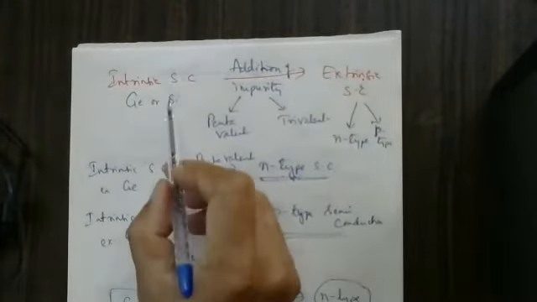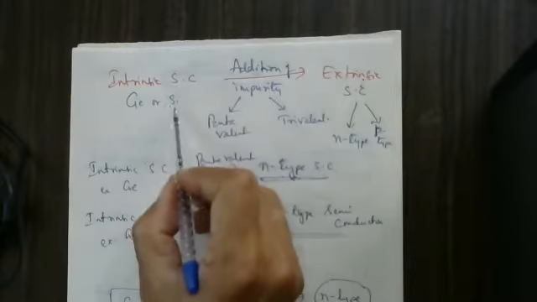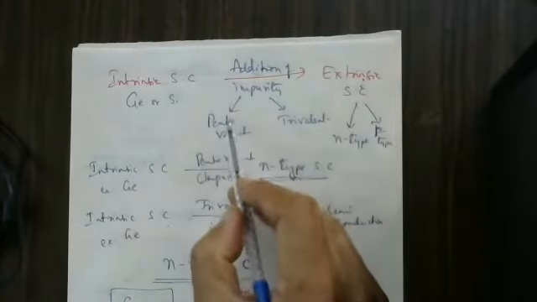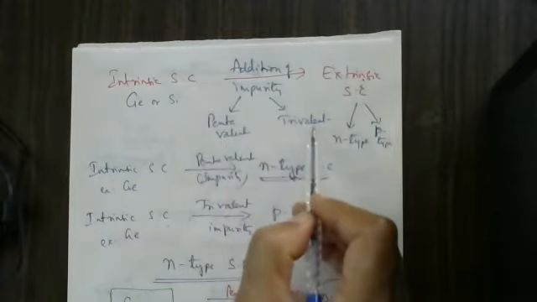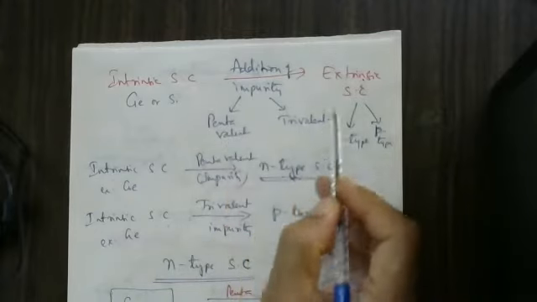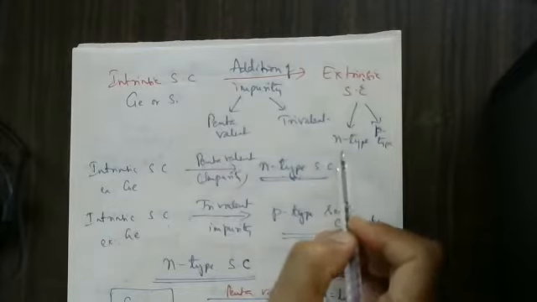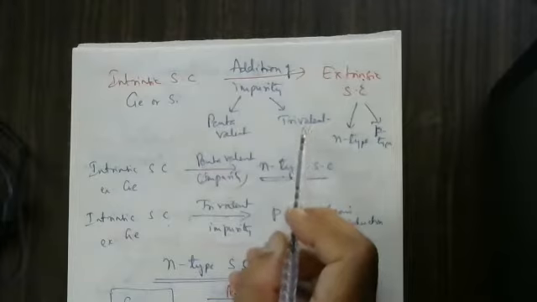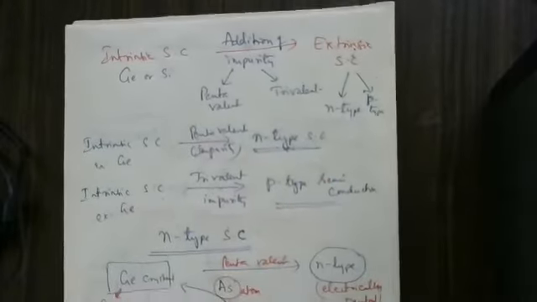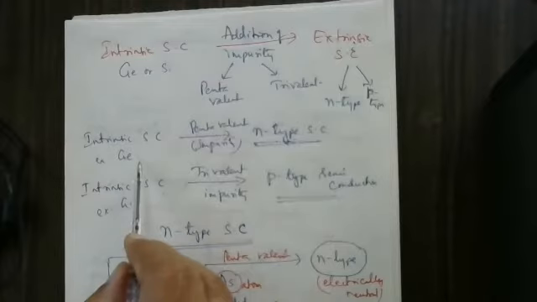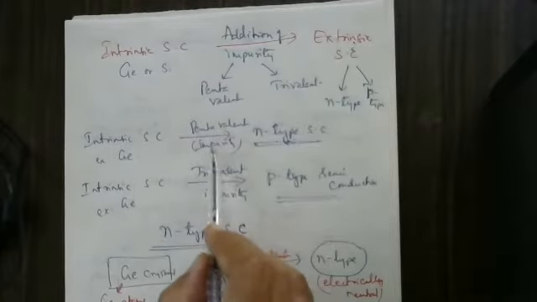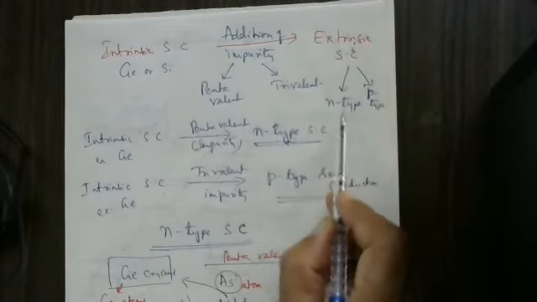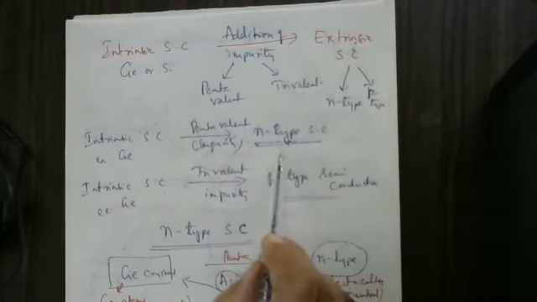Now, an intrinsic semiconductor, germanium or silicon, can be converted into an extrinsic semiconductor either by the addition of pentavalent impurity or by the addition of trivalent impurity. Extrinsic semiconductors can be divided into N-type and P-type depending upon whether pentavalent or trivalent impurity we add. To an intrinsic semiconductor, either germanium or silicon, if we add a pentavalent impurity, we get an extrinsic semiconductor of N-type.